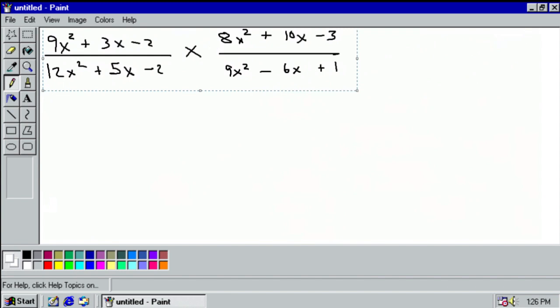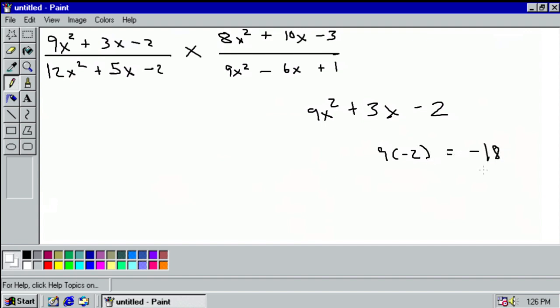So let's have 9x squared plus 3x minus 2. Now we're gonna multiply 9 by 2, that is A, B, C. So we're gonna multiply A to C, which is 9 times negative 2. That will be negative 18. Now what are the factors of negative 18 that will equal positive 3x? That will be 6, negative 6 and 3.